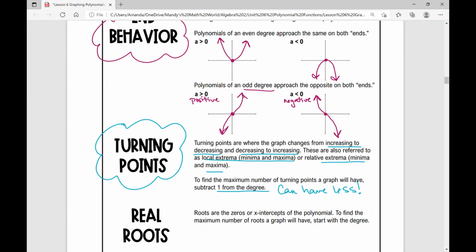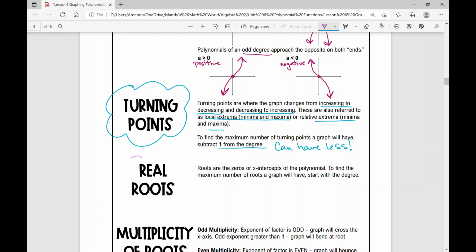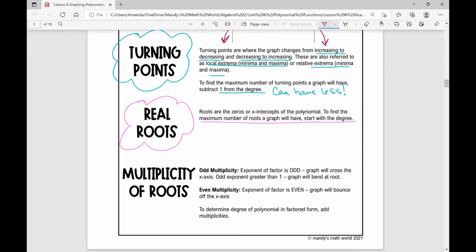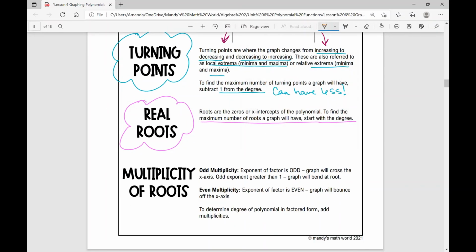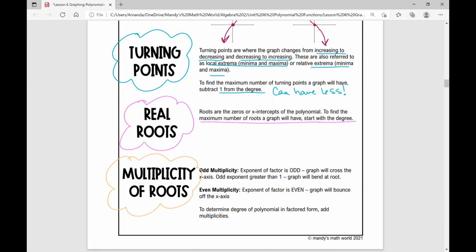Let's move on to real roots. Roots are the zeros or x-intercepts of a polynomial. To find the maximum number of roots a graph will have, start with the degree, and then look at the multiplicity of those roots. What is the function doing at those roots? How is it behaving? We can look at multiplicity to determine this.